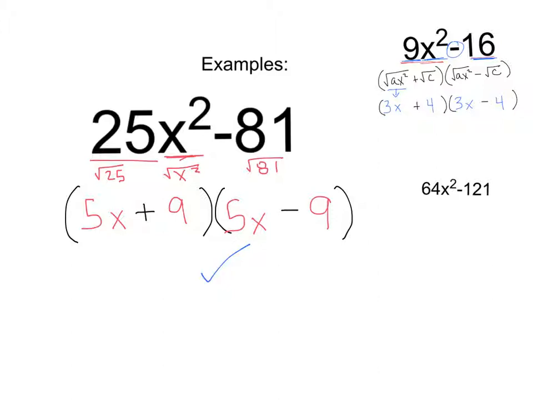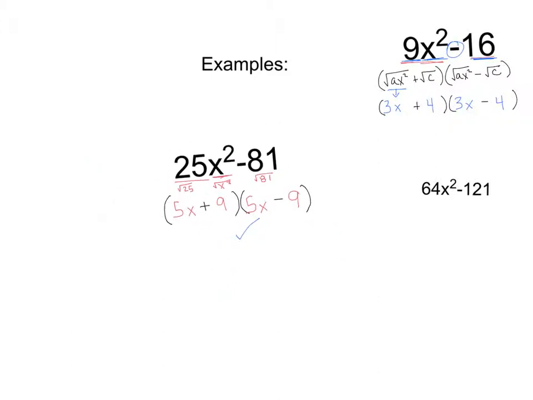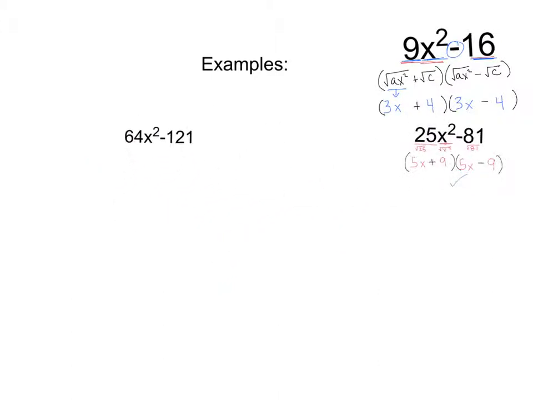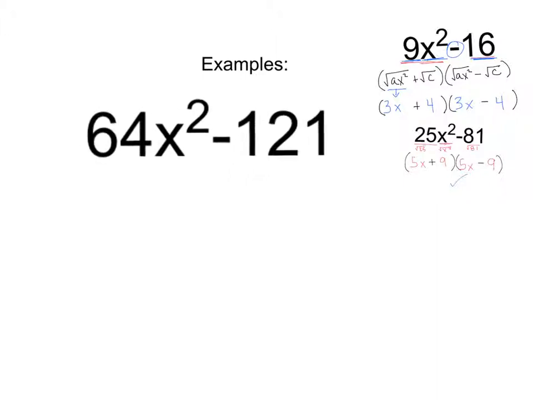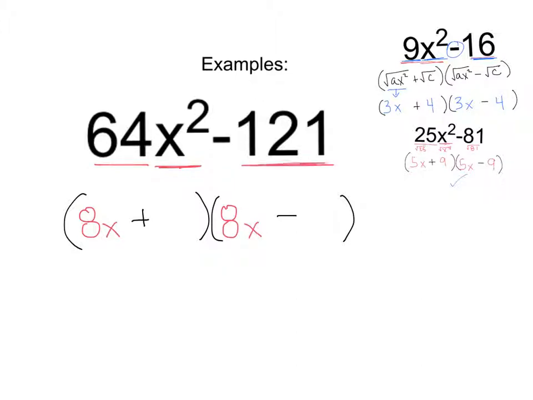Boom, we're done. Super simple, isn't it? One last example before we move on. Set up my parentheses. We know that one has to be positive, one has to be negative. The square root of our first term, 64, is 8. Square root of our second term, x squared, is just x. And the square root of our c term, 121, is 11.